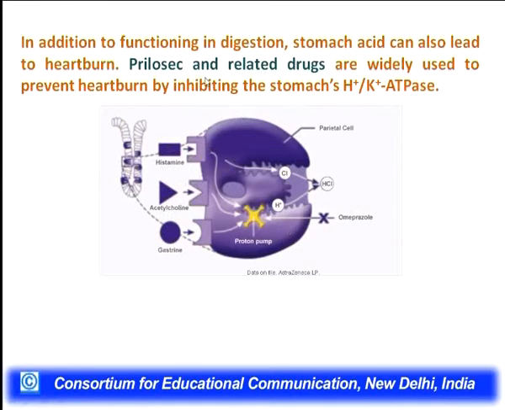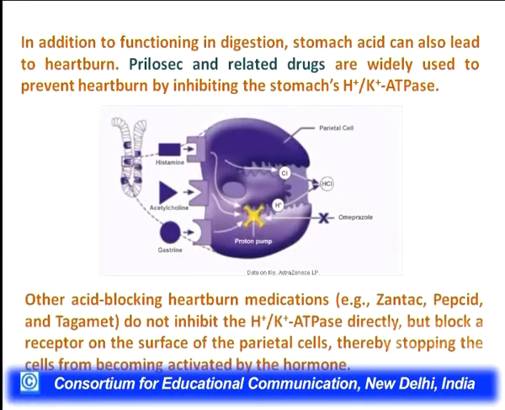But when we take Prilosec and other related drugs, they inhibit the action of this proton pump, and therefore the acid is not released. Therefore, they give you relief from the heartburn which is caused by excess acid production. So, irrespective of whatever the stimulus is, these drugs act by inhibiting these hydrogen-potassium pumps which are present in the epithelial lining of the stomach.